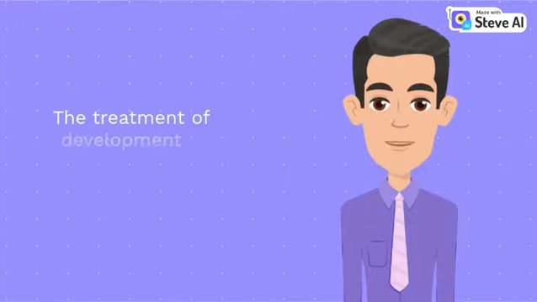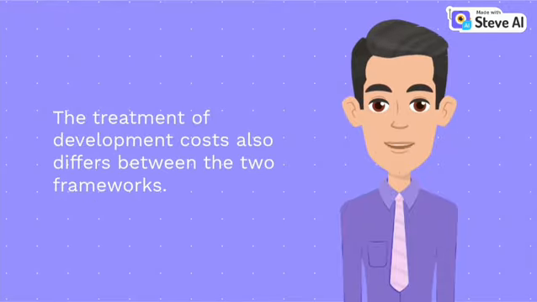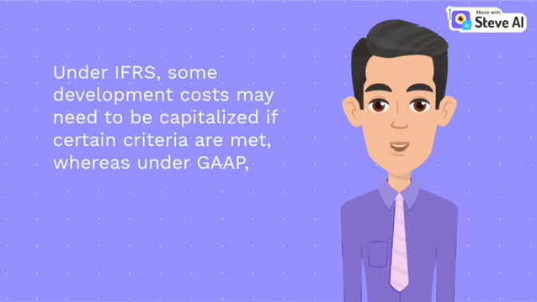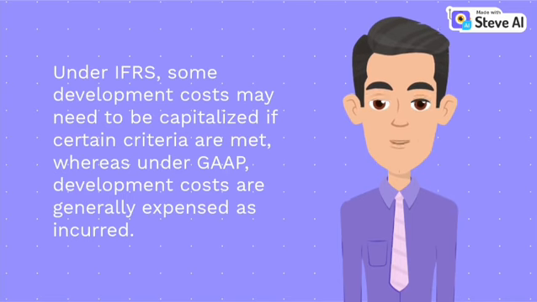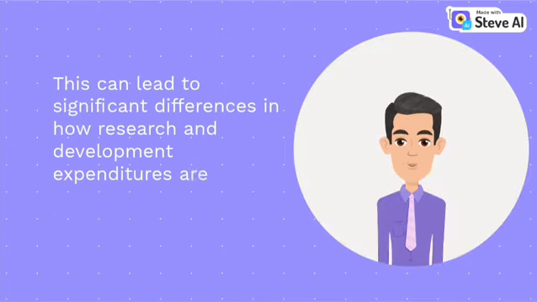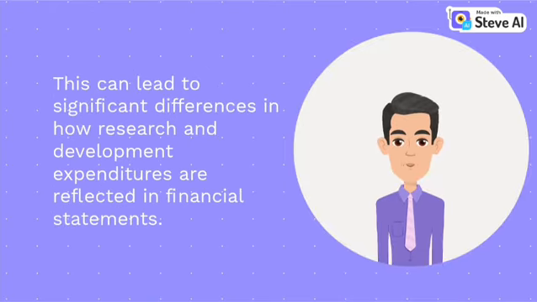The treatment of development costs also differs between the two frameworks. Under IFRS, some development costs may need to be capitalized if certain criteria are met, whereas under GAAP, development costs are generally expensed as incurred. This can lead to significant differences in how research and development expenditures are reflected in financial statements.